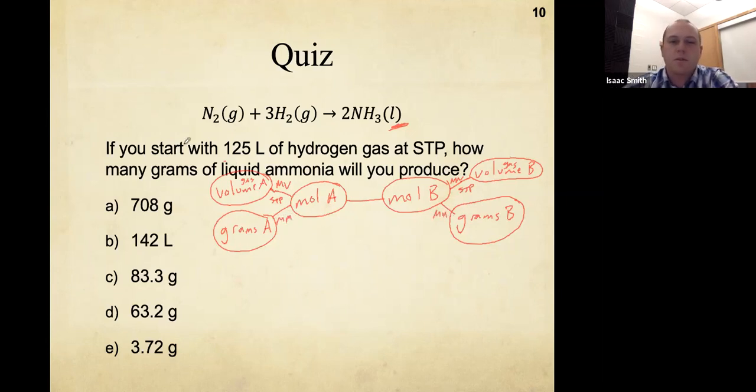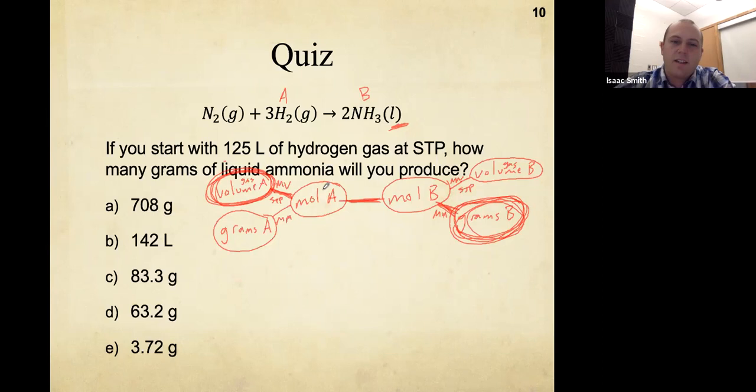The problem says we're starting with hydrogen gas, so hydrogen gas is going to be my A. We're seeing how many grams of liquid ammonia we can produce, so I'm going to label ammonia as B. I start with a volume, and I need to go to grams of B. So I'm going down here. My path is to go to moles of A, then over to moles of B, and then down to grams of B.